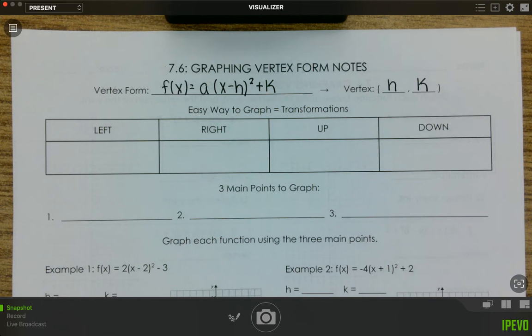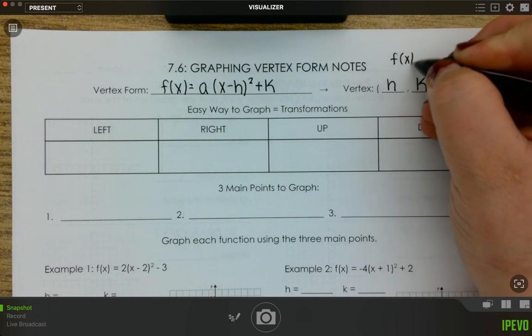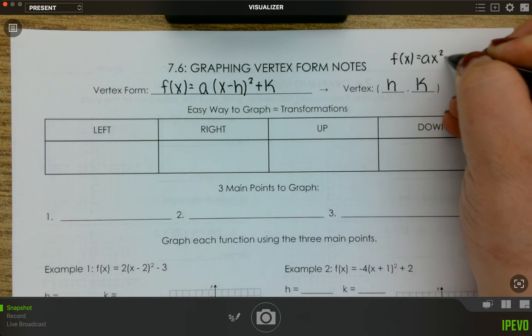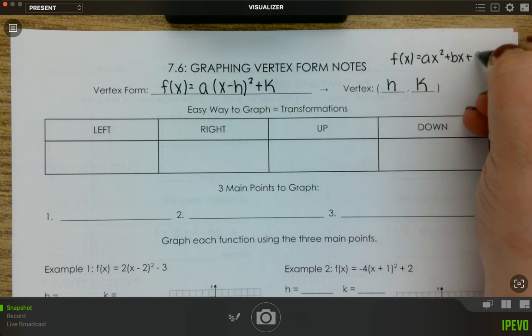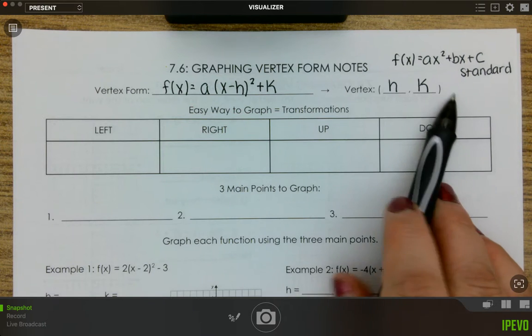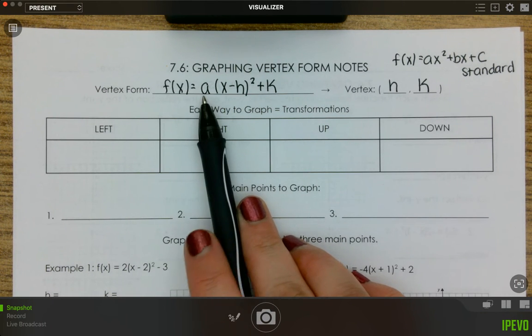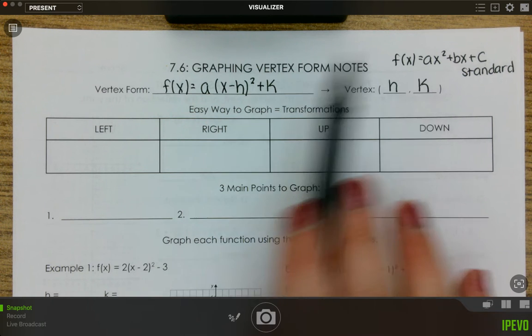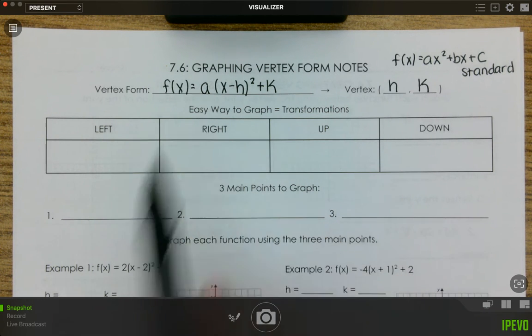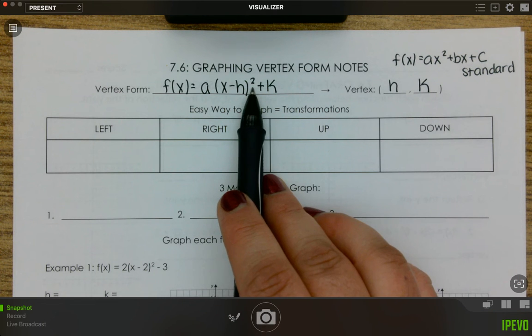So first things first, realize that there are different forms of a quadratic. The form of the quadratic we use most of the time is this one. This is called standard form, and we've been using it quite a bit. Note that this a value and this a value are the same. So if there's a number in front of this one, it's the same number in front of this one. But this one has been set up in parentheses like this to find the vertex easier.